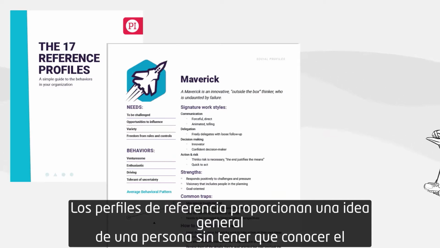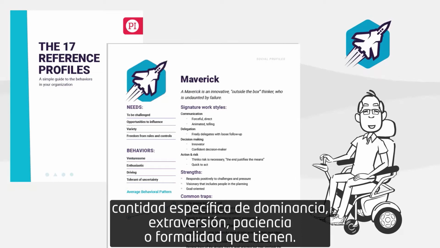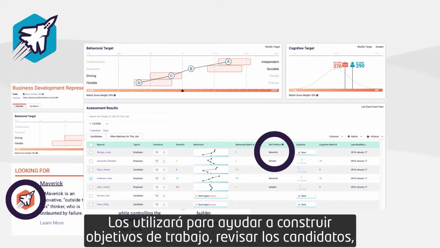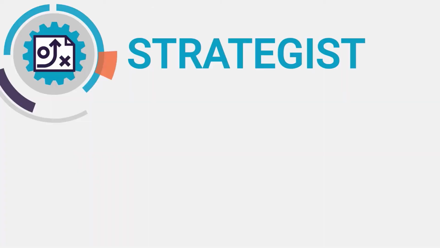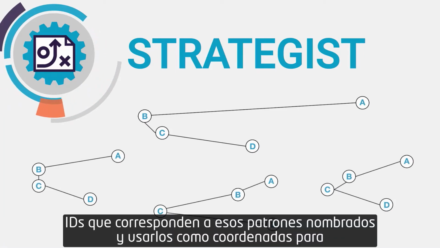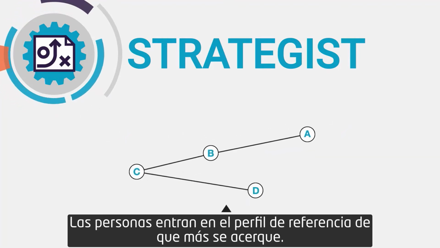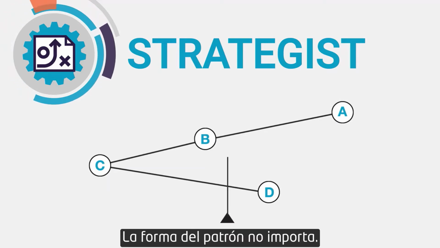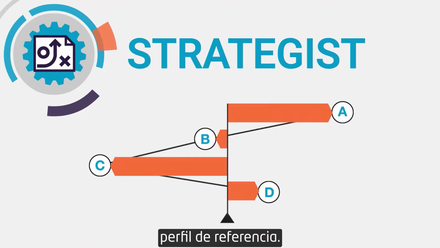Reference profiles provide a general idea of a person without having to know the specific amount of dominance, extroversion, patience, or formality they have. You'll use them to help build job targets, review candidates, identify top performers, see how two people work together, and more. Reference profiles were created by taking the average scores from the pattern IDs that correspond to those named patterns and using them as coordinates for defining the reference profiles. People fall under whichever reference profile is closest. The shape of the pattern doesn't matter. What matters is the total distance of each factor from the coordinates of each reference profile.